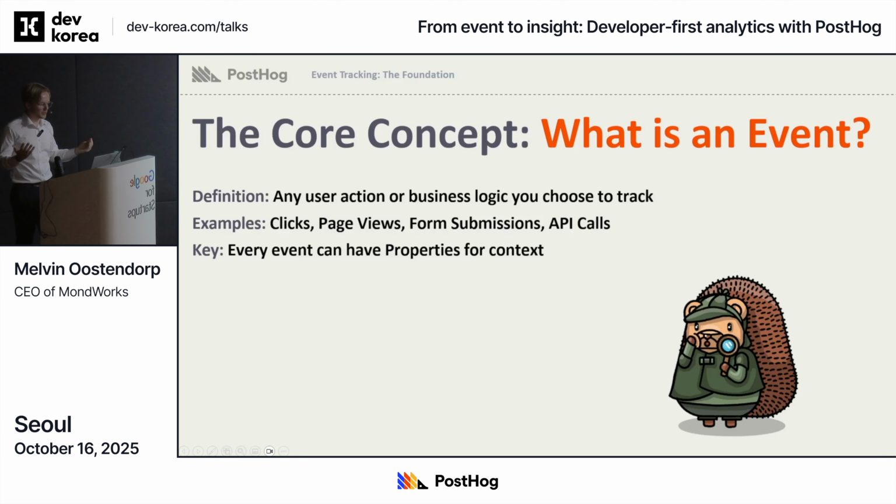So what is an event? Events are the foundation of everything in PostHog. An event is a user action, like a click, a page view, a form submission, an API call, or custom business logic. Events also can have properties. Those properties provide context, and that is really important. The more context you have, the more you know.